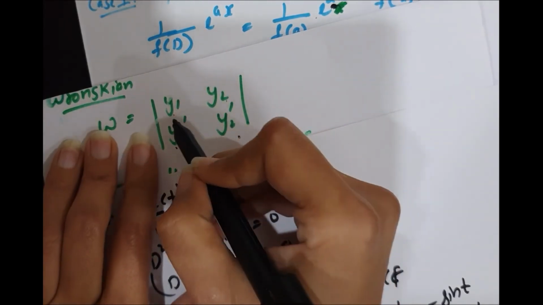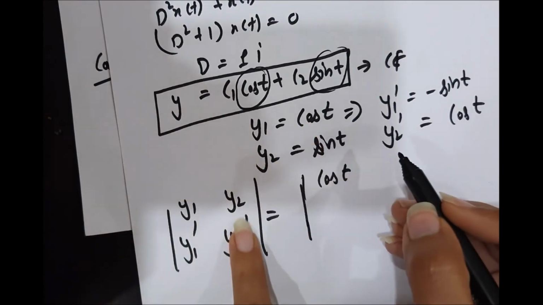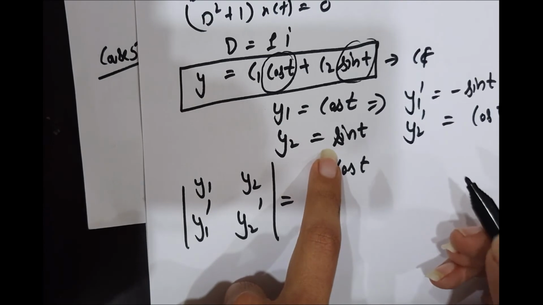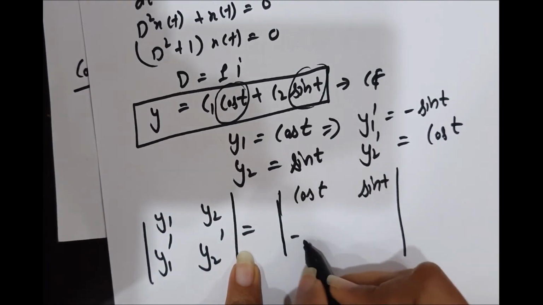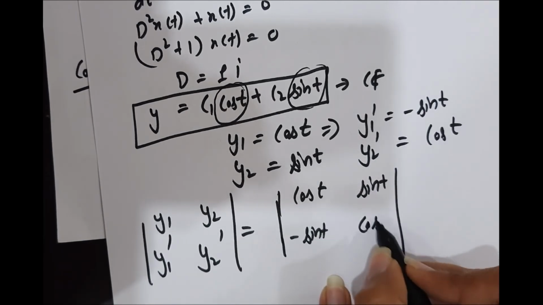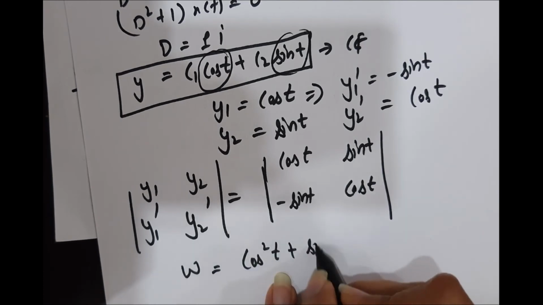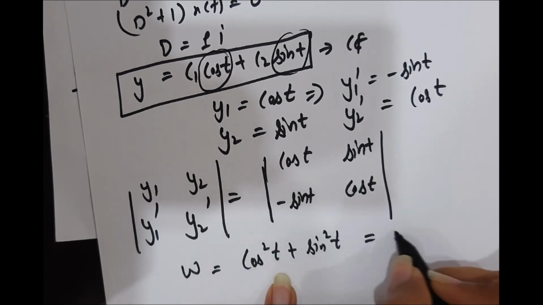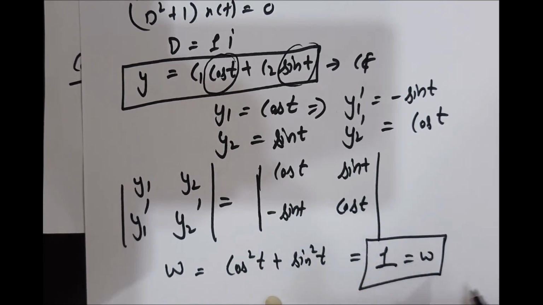To find the Wronskian we need y1, y2, y1 dash, y2 dash. That is y1 cos t, y2 sin t, y1 dash minus sin t and y2 dash cos t. Take the determinant. So its Wronskian comes out to be this 1.